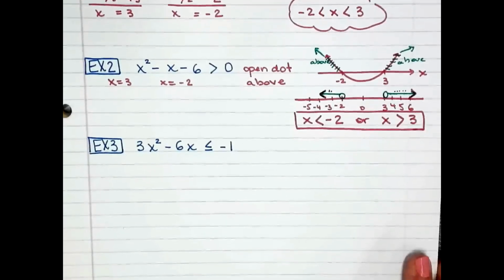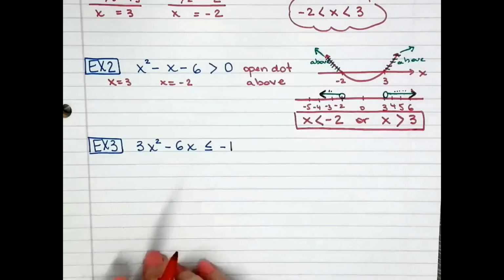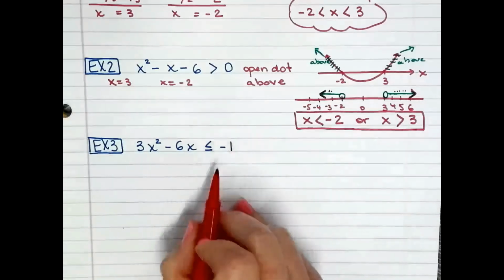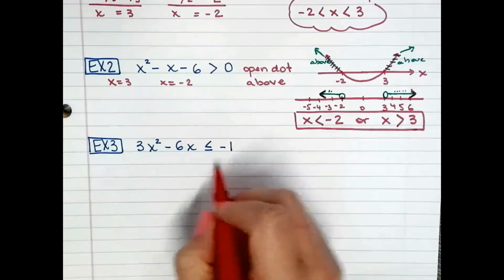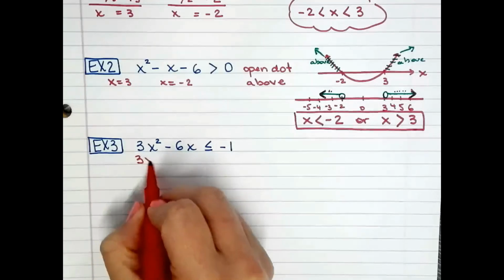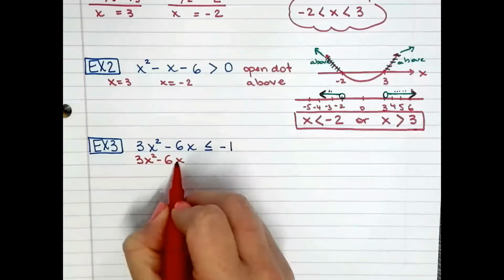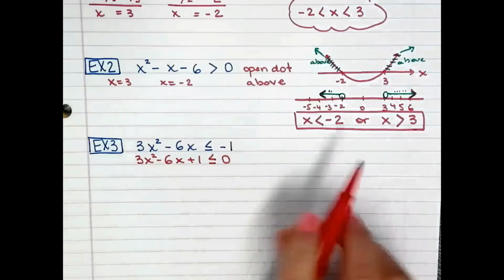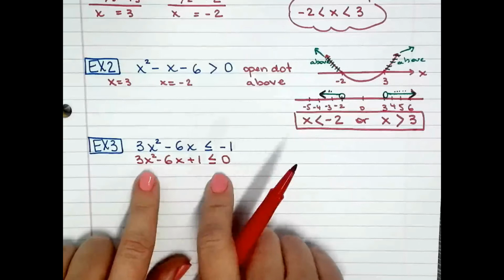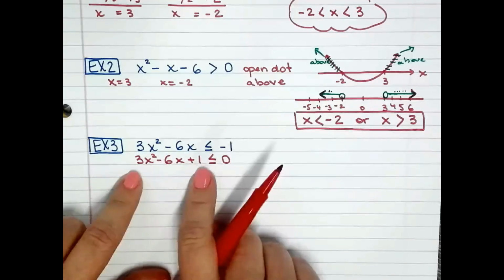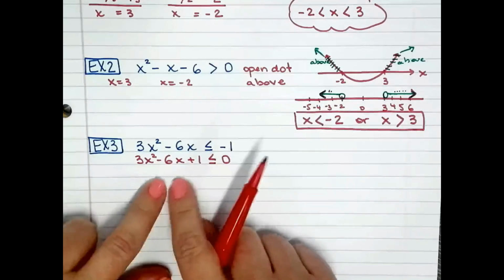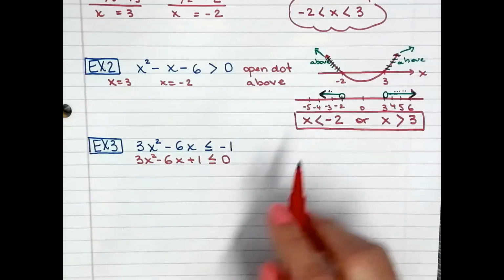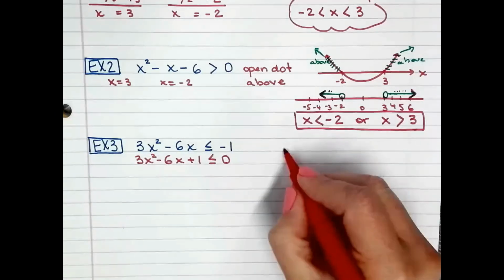Last one. So now this one. Let's set this equal to 0. So add 1 to both sides. You have 3x squared minus 6x plus 1 is less than or equal to 0. If you were to try to factor, you multiply 3 by 1 and then you get a 3 right there. You can't factor. So when factoring doesn't work for you, you have to use the quadratic formula.